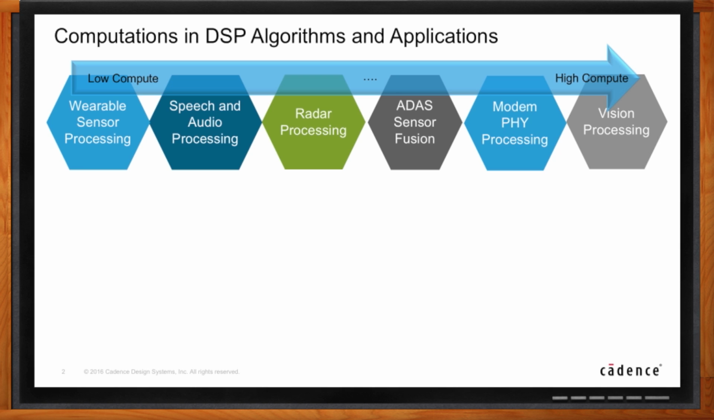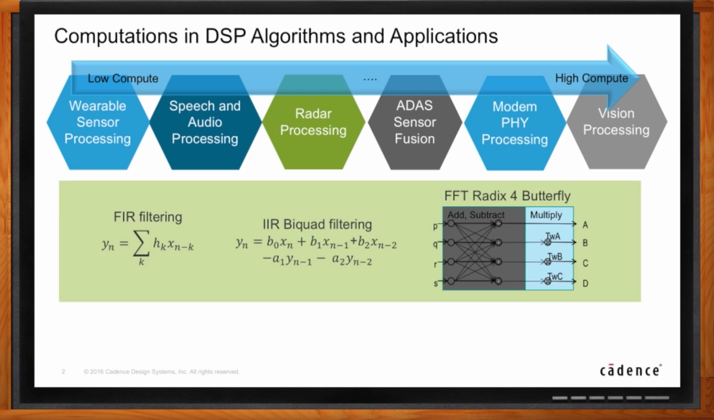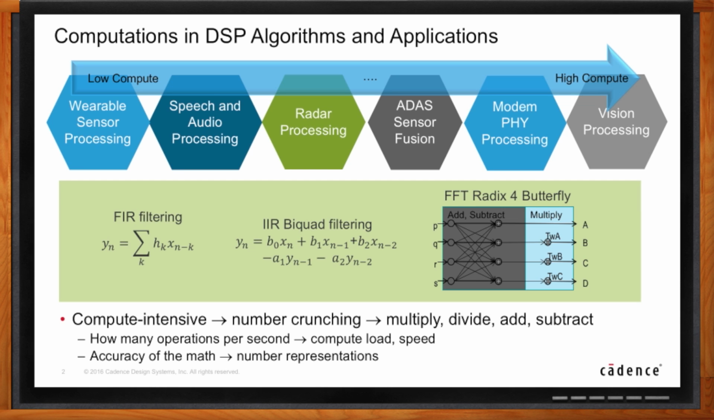But what's common in most of these applications are the compute kernels of the DSPs. Oh, okay. So we are talking about filtering, we are talking about FFTs, and these kernels do a lot of math. So when we talk about doing math, we are talking about number crunching, we are talking about multiplies, divides. So in doing math, the two key aspects that need to be considered are how fast can we do the math, how many operations per second, and then the accuracy of the math. What type of numbers and what type of number representations will be used in the computer, the so-called computer arithmetic, when the math is actually done.